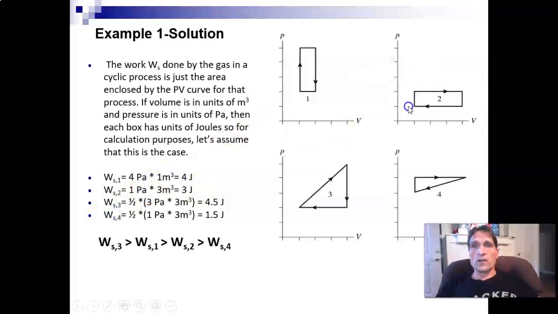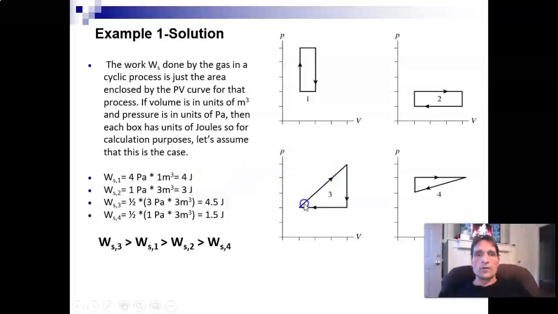Okay. Let's go over to the second process. Here the height of the rectangle is 1 pascal, and the base is equal to 1, 2, 3 meters cubed. And so the area is 3 squares, or 3 newtons times meters, which is 3 joules. And so the work done in process 2 is the same as the work done in process 1, 3 joules.